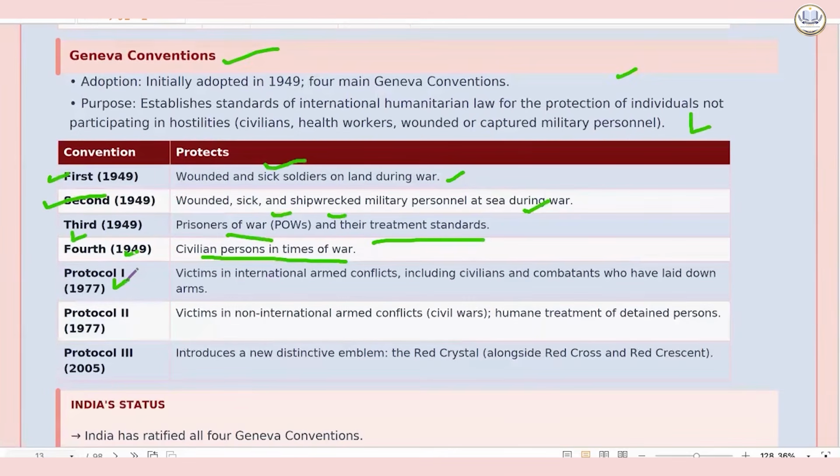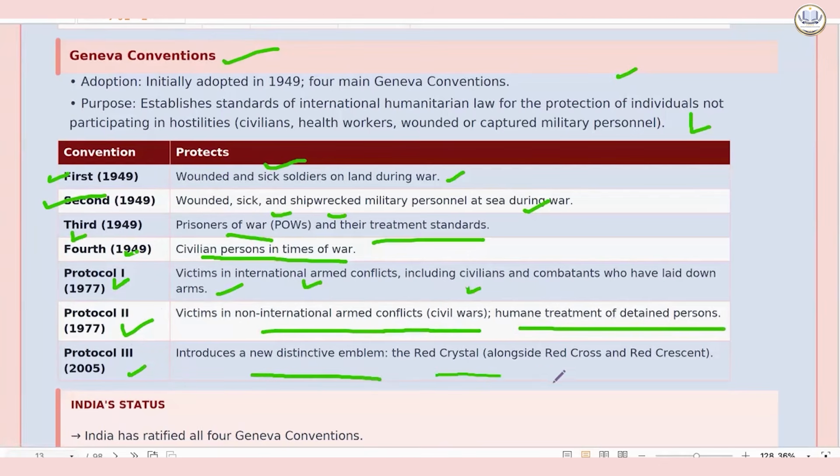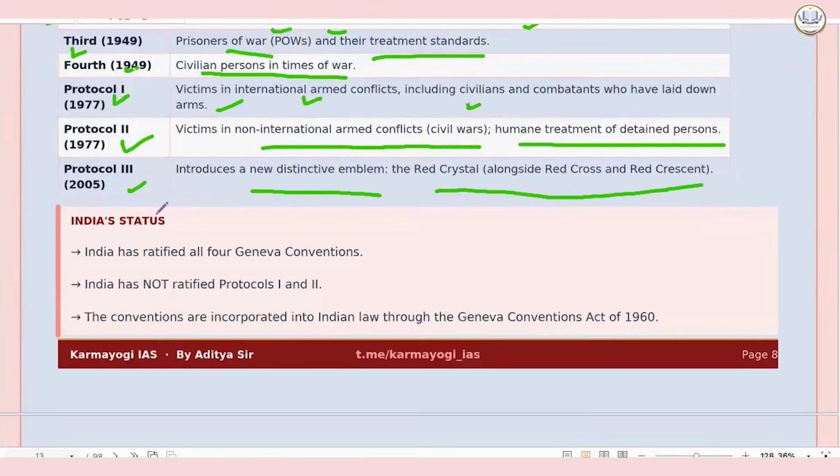Protocol 1, which came in 1977, covers victims in international armed conflicts, including civilians and combatants who have laid down arms. Protocol 2, victims in non-international armed conflicts, civil wars, human treatment of detained persons. And Protocol 3, which came in 2005, introduced a new distinctive emblem, the red crystal, alongside the red cross and red crescent. India's status: India has ratified all 4 Geneva Conventions.